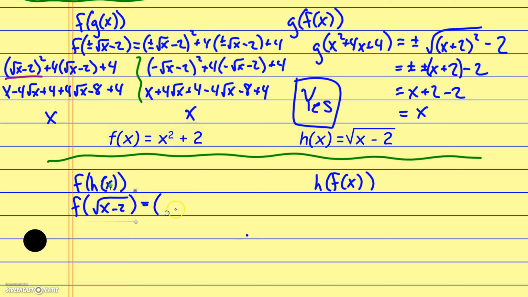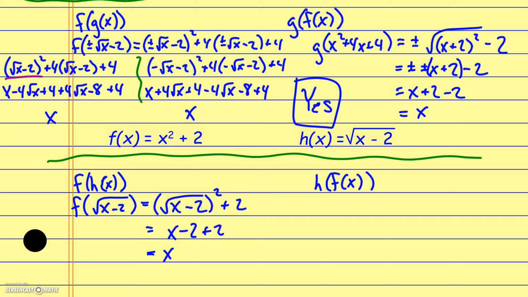So I do my composition test. That was x squared plus 2, but instead of x, I'm going to plug in the square root of x minus 2. The root and the exponent cancel each other out. It leaves me with an x minus 2. And when I add those together, it gives me just an x. All right? So it looks like we're going to have inverses here because it seems like things are working out the way they're supposed to.